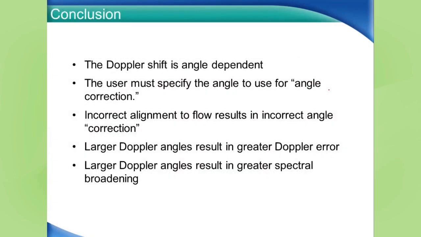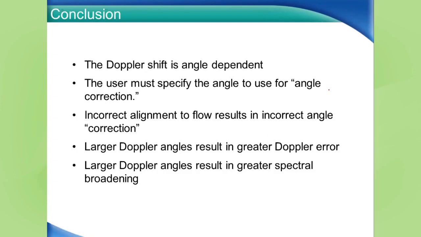So, to conclude, the Doppler shift is obviously angle dependent. In fact, it depends on the cosine of the angle, which is why we spent the time learning the cosine. The user must specify the angle to use for angle correction, and it does so by setting the flow indicator. So if you set that flow indicator incorrectly, then angle correction is a misnomer because we're not really angle correcting, right? We're correcting for the wrong angle and therefore telling the wrong velocity. So incorrect alignment of flow results in incorrect angle correction.